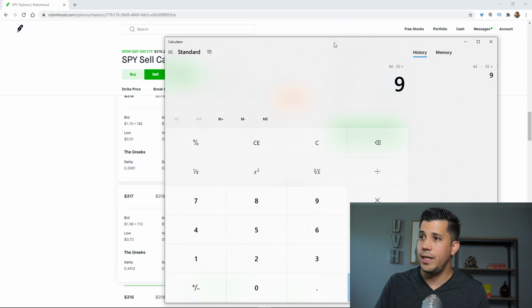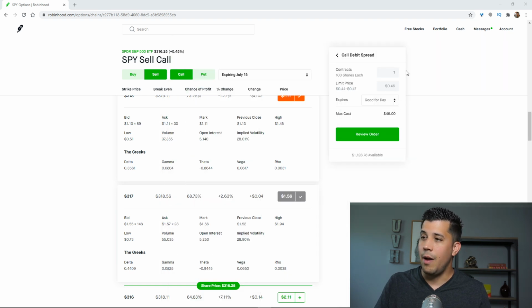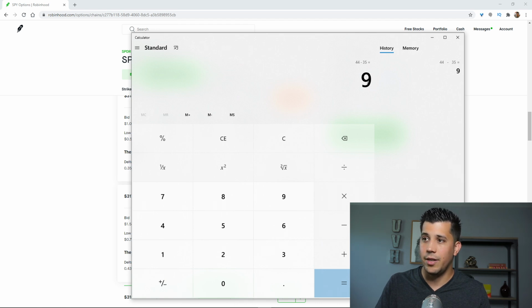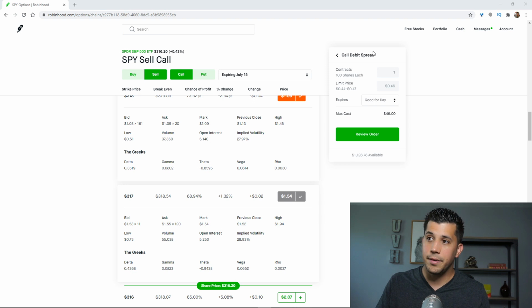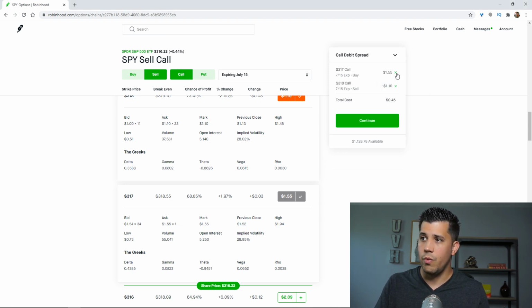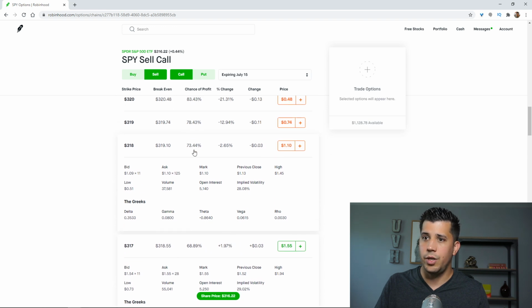And now you can kind of see. I really don't like that they don't show you what it is here, but if I put it in here, this is going to cost you $46. However, you're only going to have 9 delta. So if it goes up $1, you're going to make $9. Not great, right? Now, let me close this out. So what's it worth to you? What do you want to do?